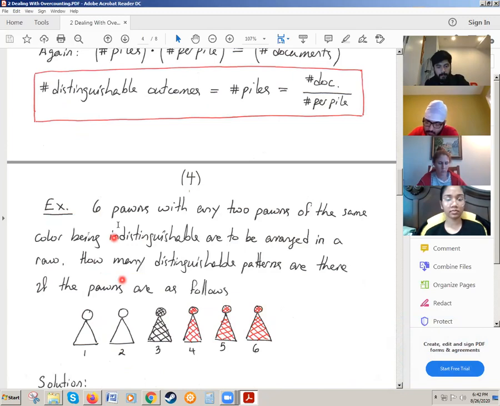So imagine this is what you have. You have 6 pawns. 2 of them are white, 1 of them is black, and 3 of them are red, okay? How many distinguishable linear patterns are possible? I mean, I can tell white, white, black, red, red, red. That's what's distinguishable to me, right? But everything that's red, if I interchange 4 and 5, I can't tell it.